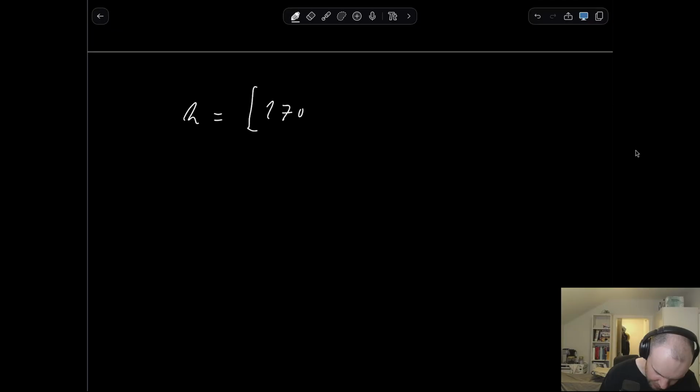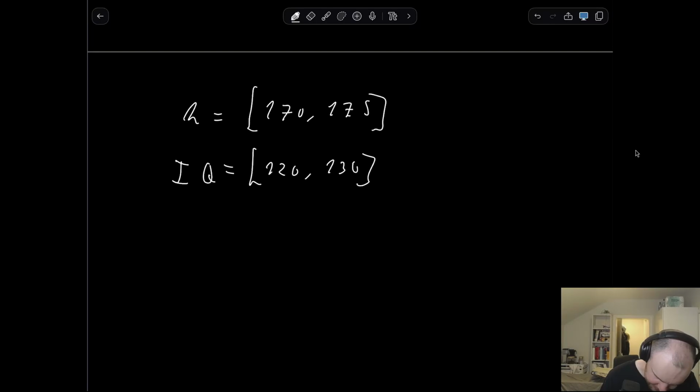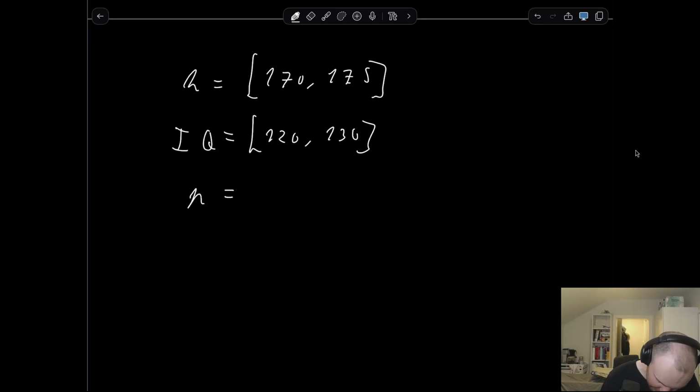So instead of just asking the probability for the height of women in Norway, we ask: what is the probability that a woman has a height between 170 and 175, and, not or, but and, an IQ between 120 and 130, and as well a blood pressure.